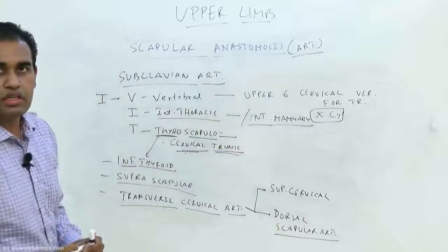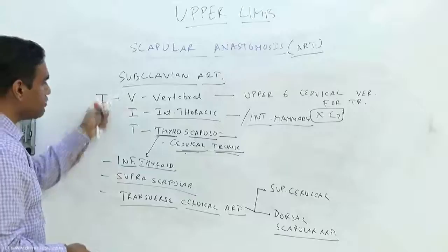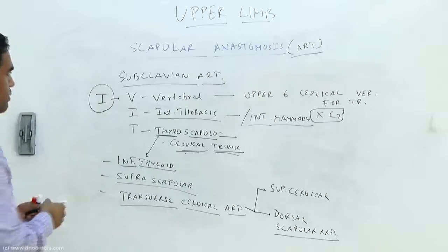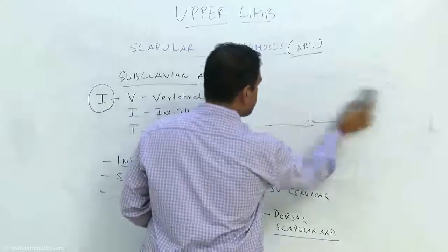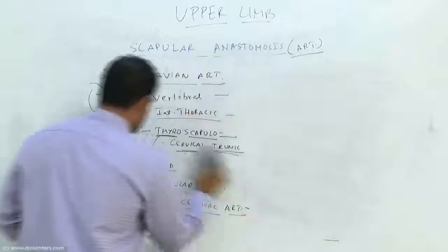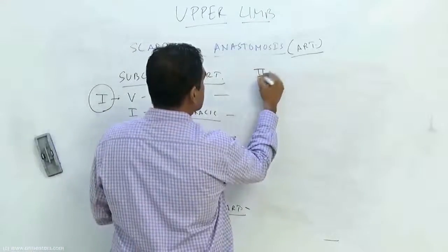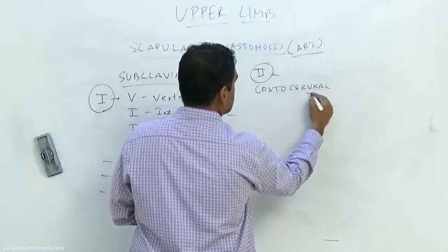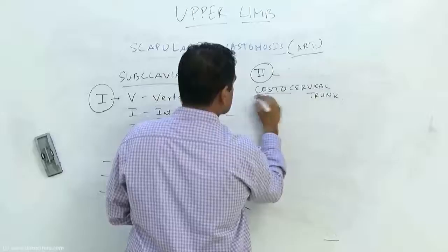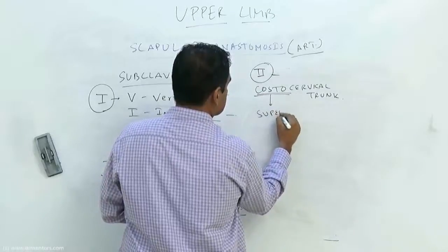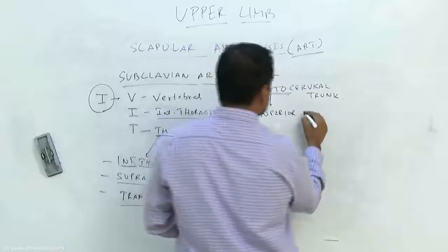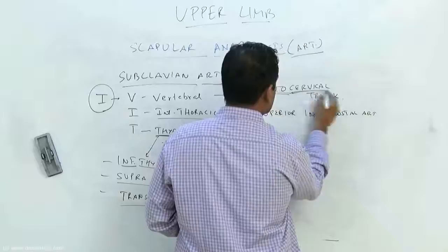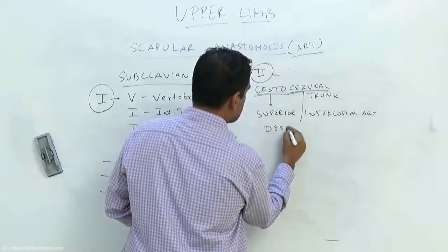Remember these are branches of the first part of the subclavian artery. Only the first part, we only dealt with the first part. Now coming to the second part, the branches from the second part of subclavian artery. The second part gives off just one branch, that is our costocervical trunk. Again a trunk: costo is the superior intercostal artery, and the cervical over here is the deep cervical artery.